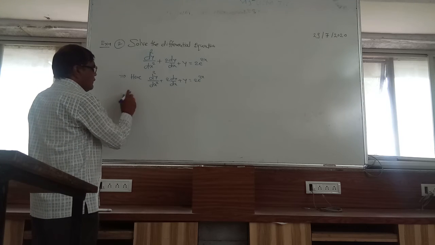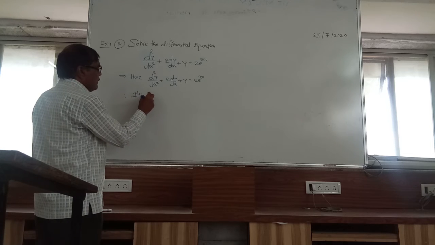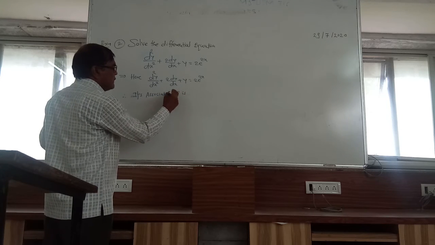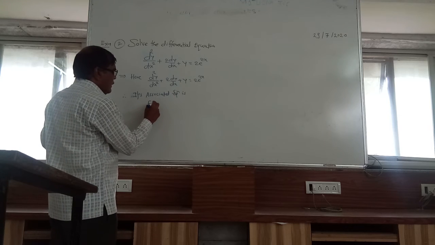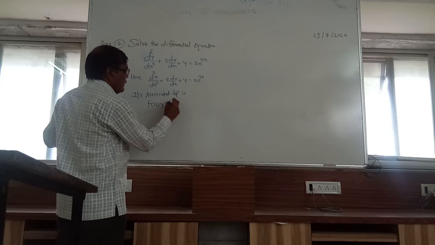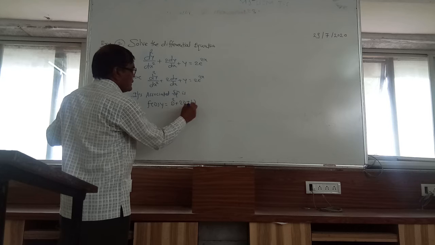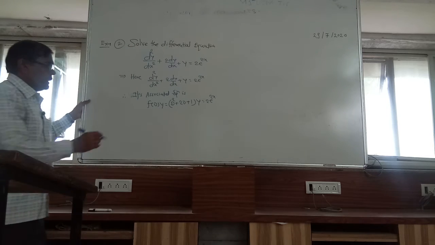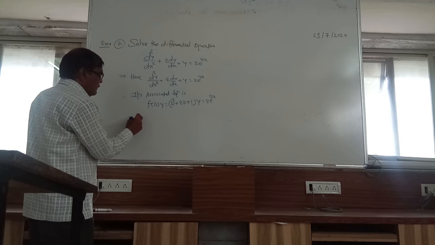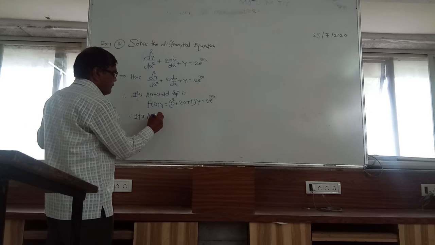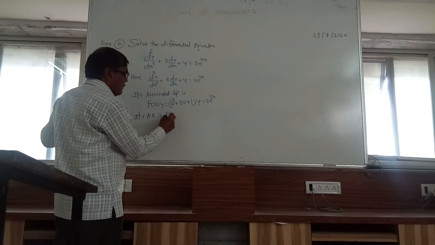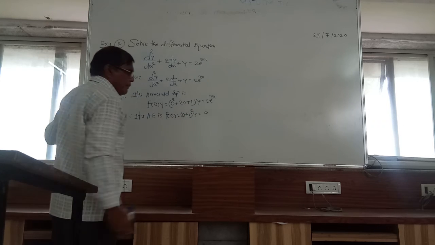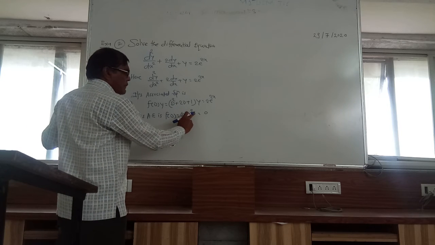Therefore its associated equation is f of D of y is equal to D square plus 2D plus 1 of y is equal to 2 e raised to 2x, and its auxiliary equation is f of D is equal to D plus 1 bracket square of y is equal to 0. Here D plus 1 bracket square is equal to 0.